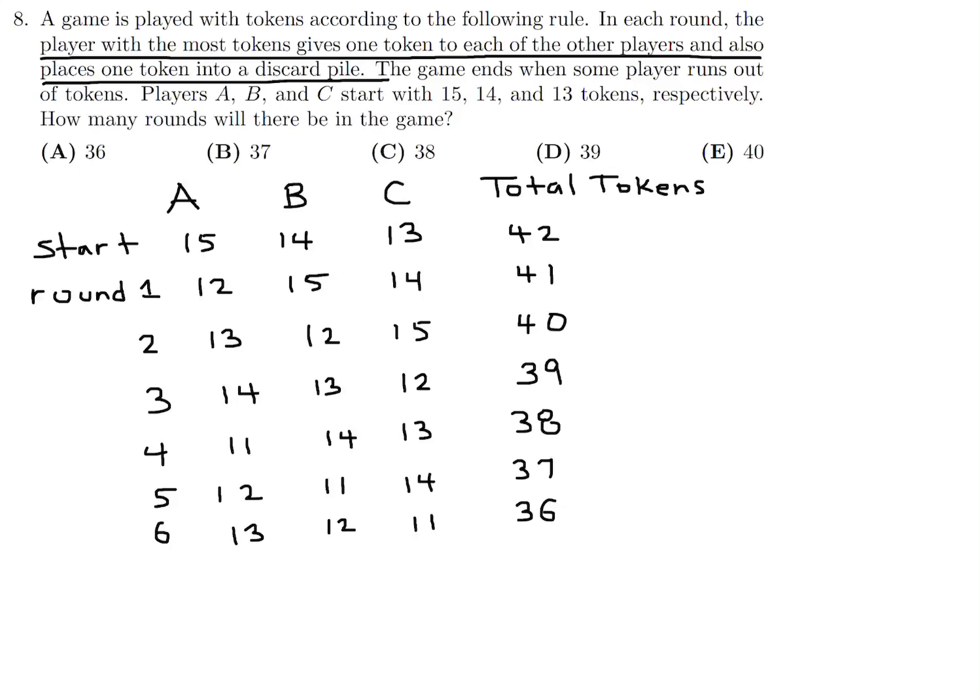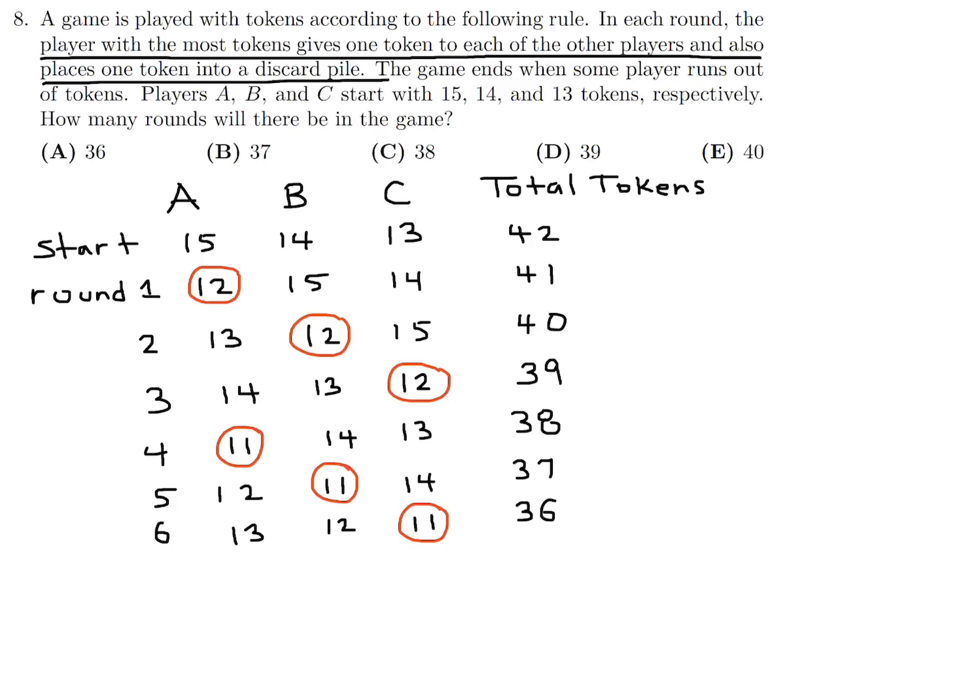Now notice one thing. In each round, I want you to notice who has the least. I'm going to circle that. In round 1, it's A with 12. Round 2, it's B with 12. Round 3, it's C with 12. And then round 4, the lowest is 11. Round 5, it's 11 and 11. So that means that every 3 rounds, the lowest goes down by 1.